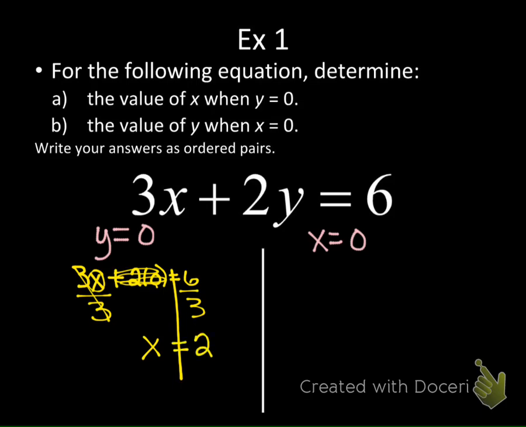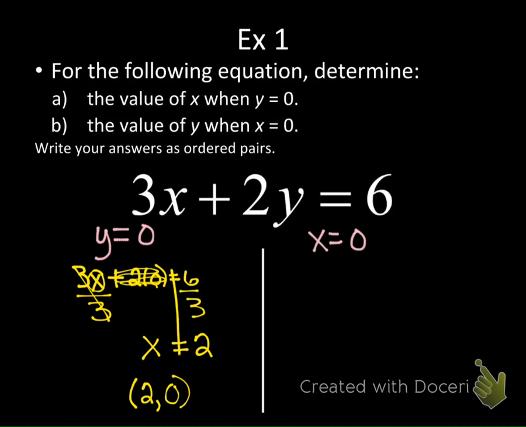Now, we need to write an ordered pair because we need 2 ordered pairs in order to graph a line. So x is equal to what? What does my x equal on this side? 2. So I'm going to put my x value is 2, comma. Then what was my y value? 0. So there's my first ordered pair.